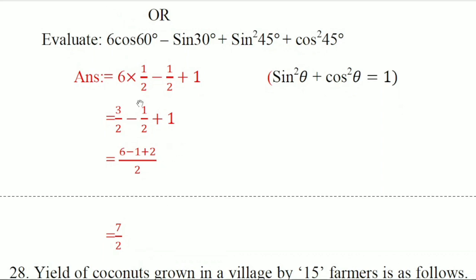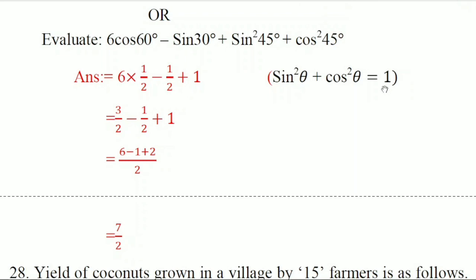6 cos 60 degree minus sin 30 degree plus sin square 45 degree plus cos square 45 degree. It's very easy. So write the question. 6 cos 60 degree minus sin 30 degree plus sin square 45 degree plus cos square 45 degree. So here you can observe that sin square 45 degree plus cos square 45 degree is nothing but sin square theta plus cos square theta. You know the value. Sin square theta plus cos square theta is always equal to 1.